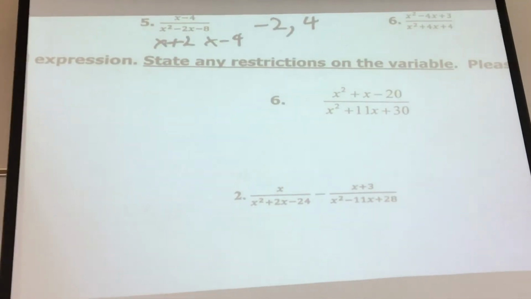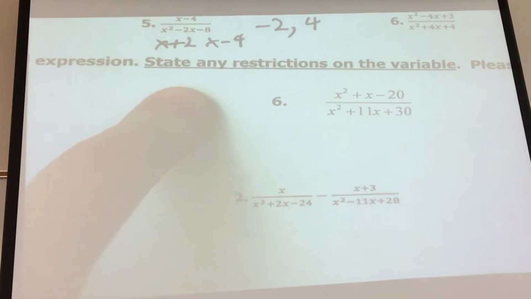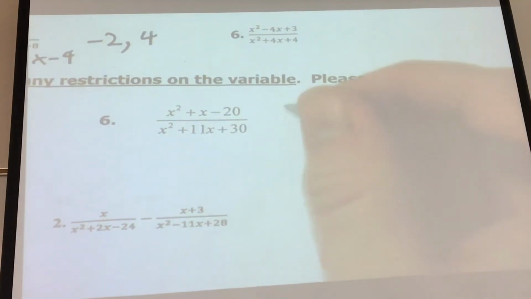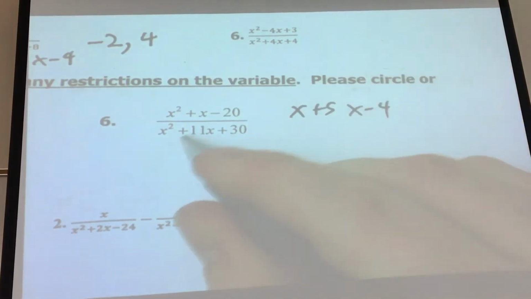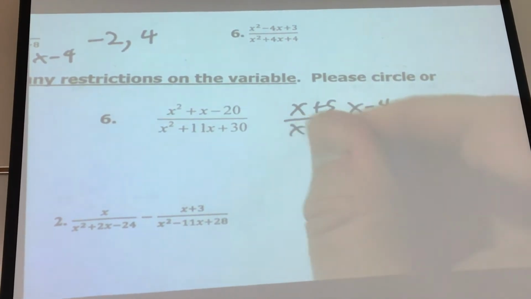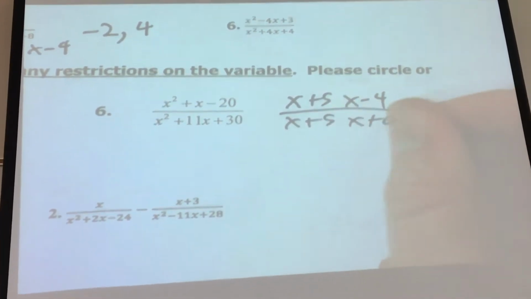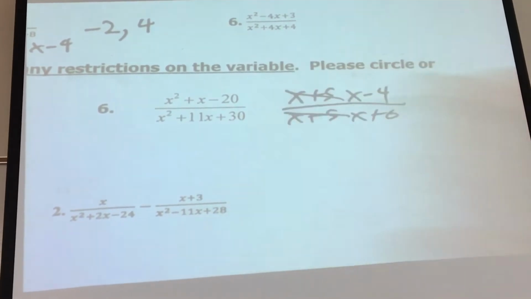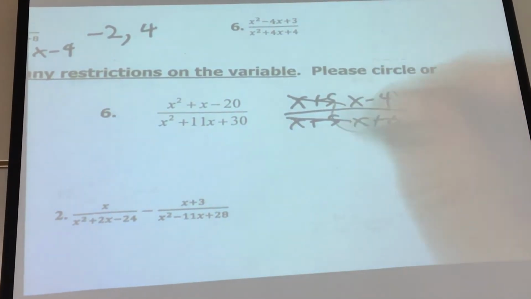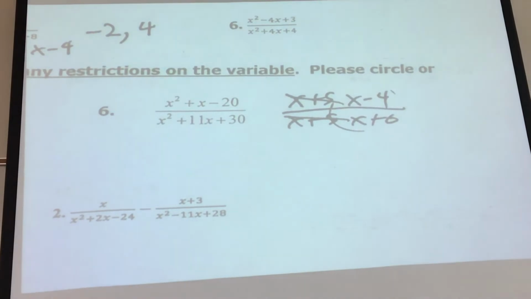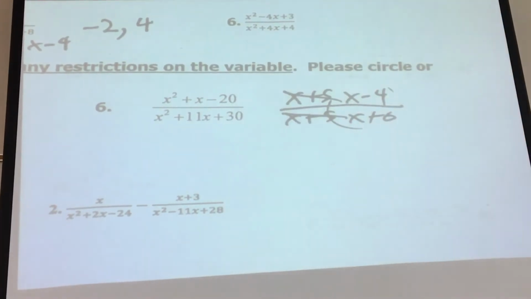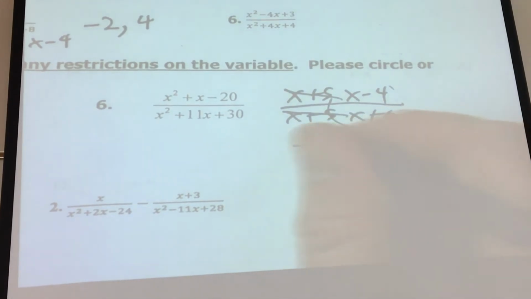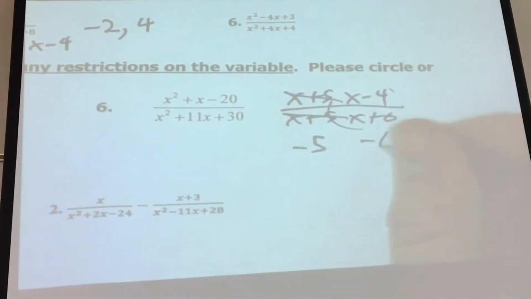On this where it says simplify, then state any restrictions, you start by factoring. This is x plus 5, x minus 4. Down here on the bottom, it's x plus 5, x plus 6. So the x plus 5 and x plus 5 match up. This is your simplified version. So if that's my simplified version, I still go back to the factored version for my points of discontinuity, which are negative 5 and negative 6.